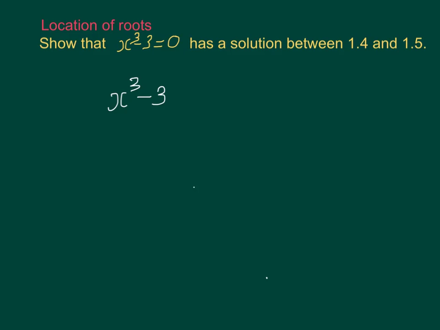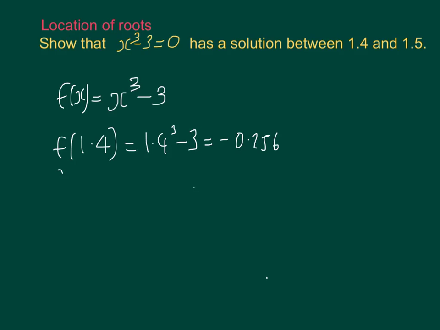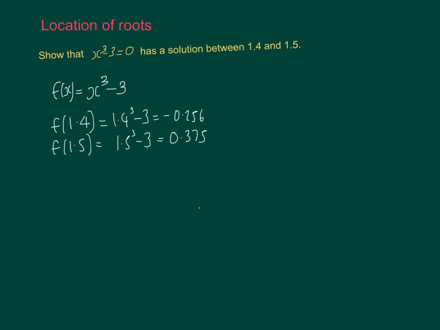So we're going to start off with the equation x cubed minus 3, and we're going to call that f of x. Okay, and we want to know whether there's a solution between values of x of 1.4 and 1.5. So we're going to just simply put those values into the function. So we're going to have 1.4 cubed minus 3, which is minus 0.256, and then we're going to find f of 1.5. So that's 1.5 cubed minus 3. And that comes to 0.375. Okay, so just put those into our calculator.